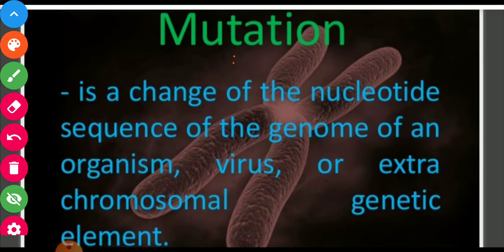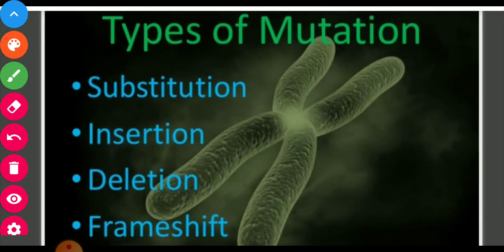It is a change of the nucleotide sequence of a genome of an organism. It may be virus or extra chromosomal genetic elements. If any change takes place in the sequence of genome of an organism, that is called mutation. Here, types of mutations. So mutations may be substitution, insertion, deletion, or frame shift. So these are the types of mutations in which the sequence of nucleotide changes.